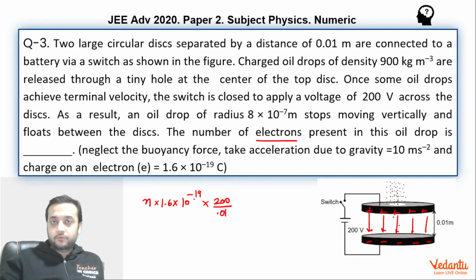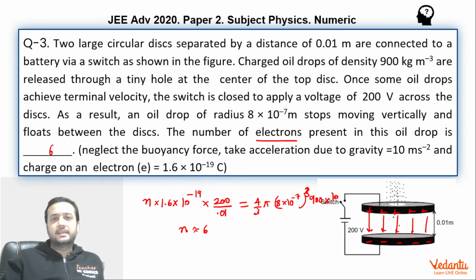So this is the net force acting on the charged particle in the upward direction, which must balance gravity, which is 4/3 π r³. R is given as 8 × 10^-7, whole cube. So this is the volume, times the density of the oil, which is 900, times gravity, which is 10, given in the question. Hence, we can find the value of n, which on solving will approximately come out to be very close to 6. Since it's an integer type question, we can say that the answer must be 6, right?